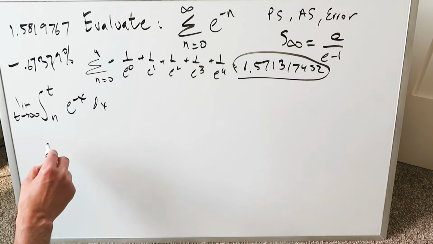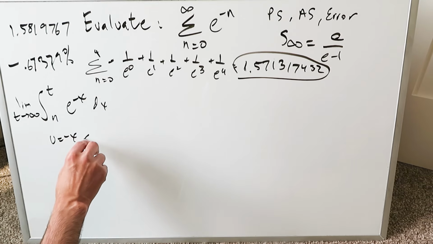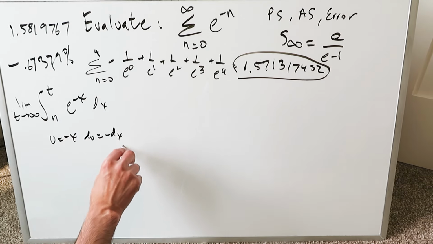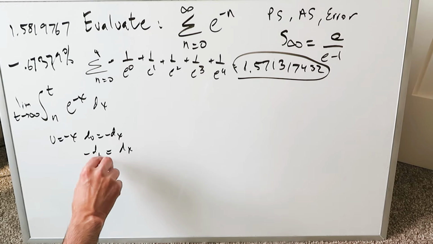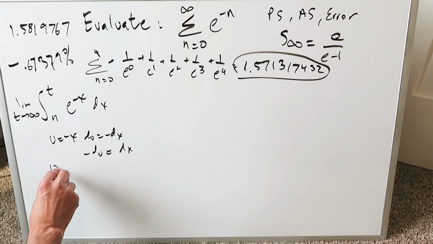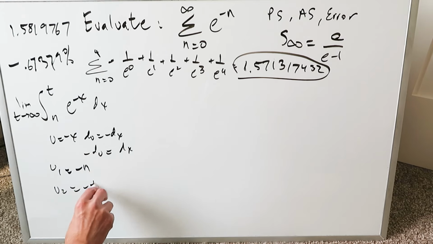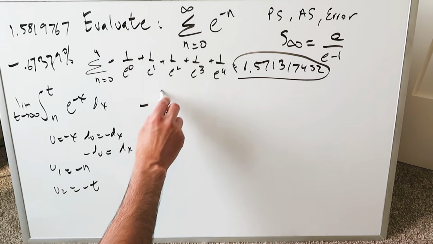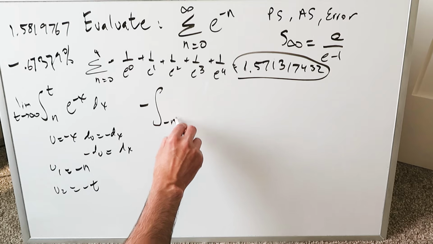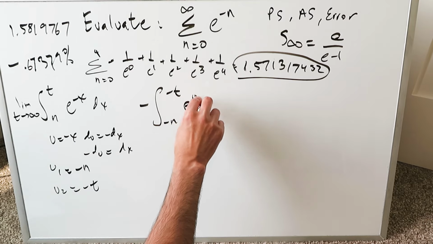You do the polynomial substitution technique. u is equal to minus x, du is equal to minus dx, dx is equal to minus du. It's a definite integral. You have a u1 which is equal to minus n, and you have a u2 which is equal to minus t. You're suddenly looking at an integral which is like this, minus n to minus t, e to the u du.